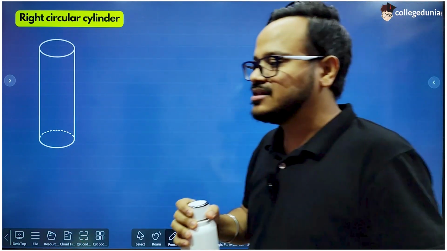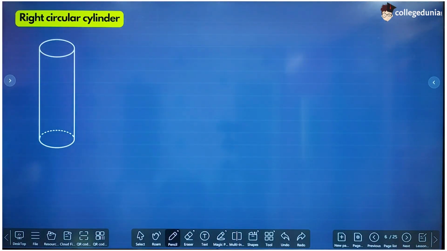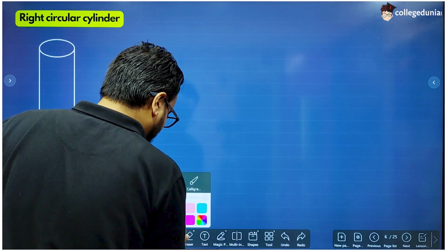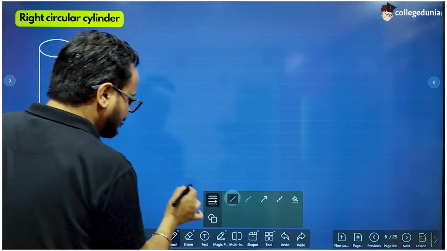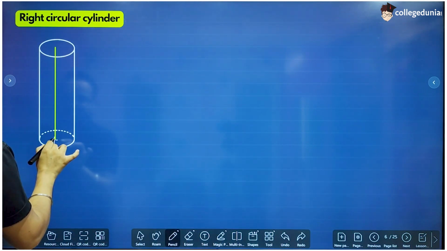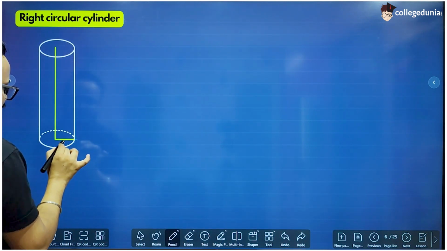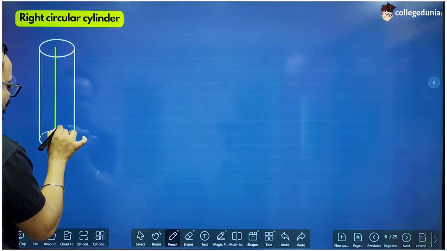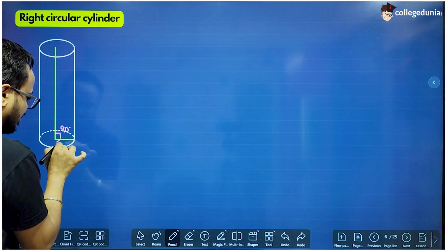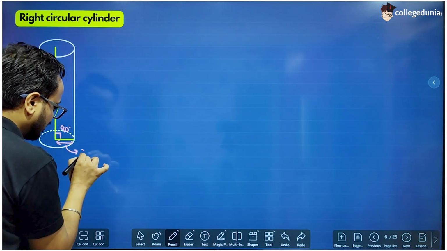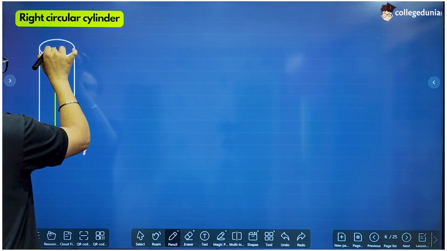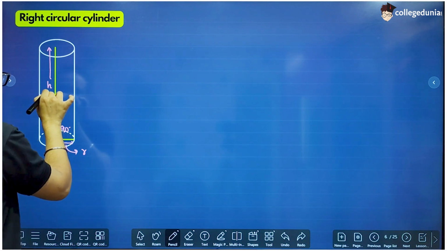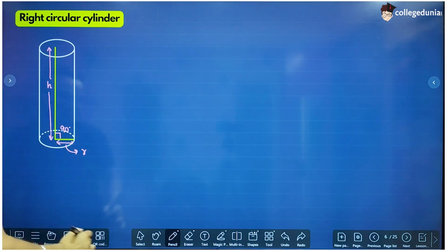Why is it called right circular cylinder? It is called right circular cylinder because the height of this cylinder is perpendicular to the radius. Height of this cylinder is perpendicular to the radius. This is the radius of the base. Let us take this as r, and this is the height. Let us take this as h.